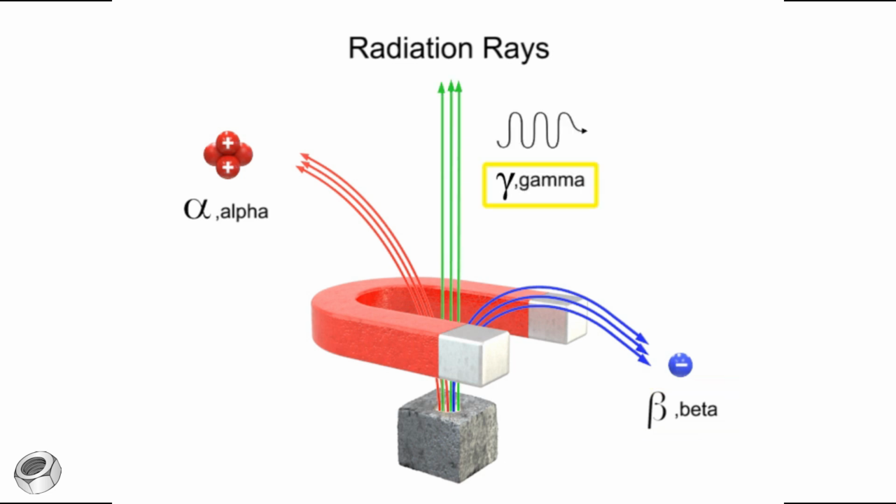Gamma rays are pure energy. Because a gamma ray has neither mass nor charge, it remains unaffected by the magnetic field.